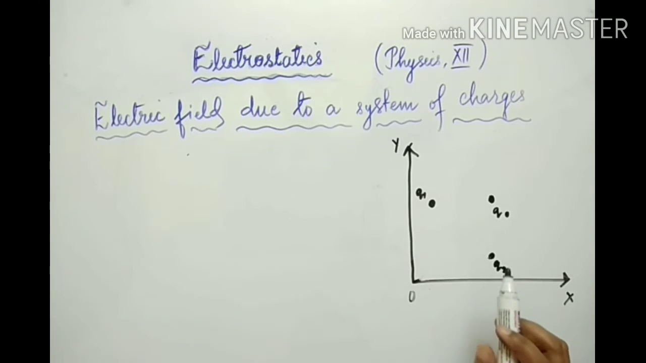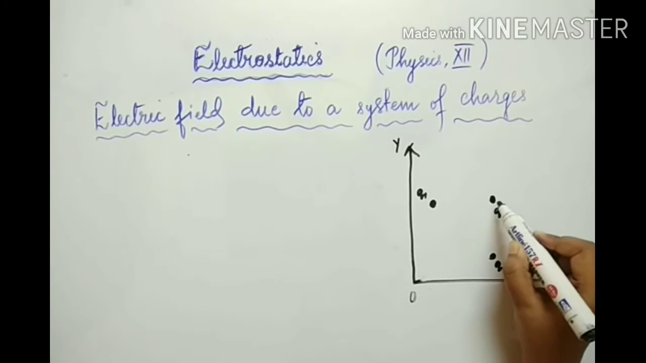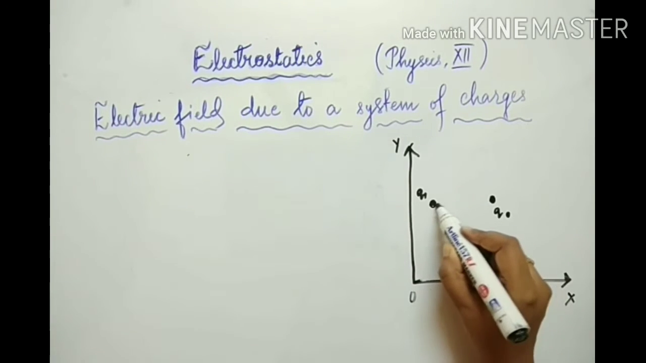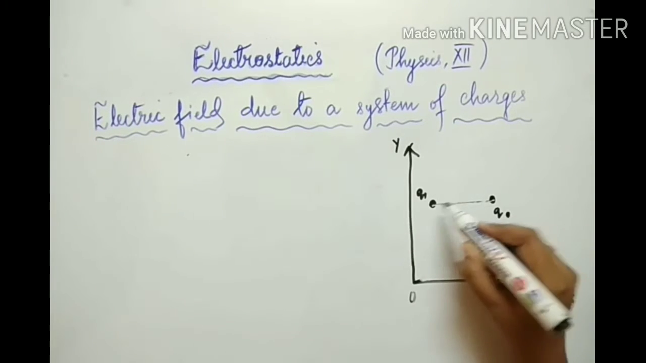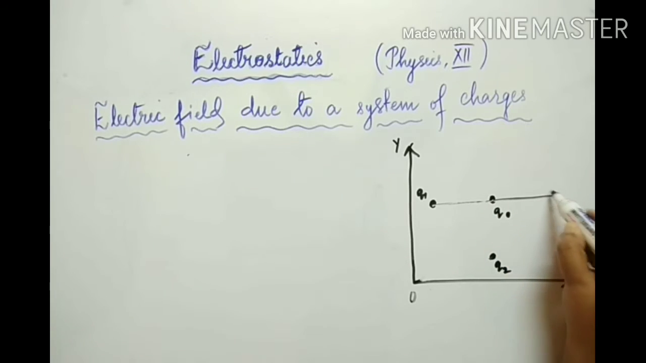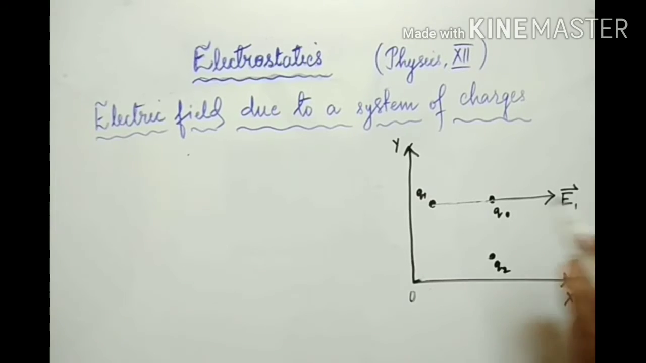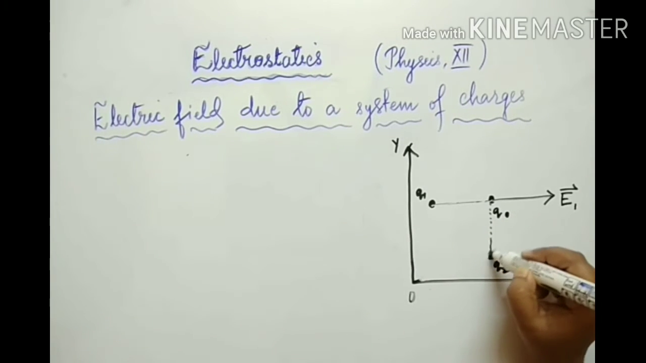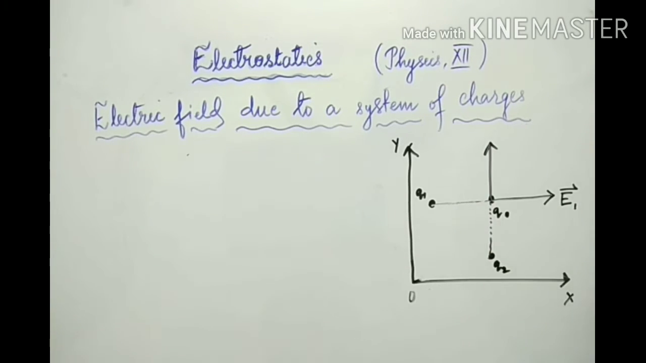Okay, so let us see. This charge will apply a force on this charge. Suppose these two are connected by this dotted line, and this will apply an electric field on this charge in this direction, and this charge will apply an electric field on this in this direction.